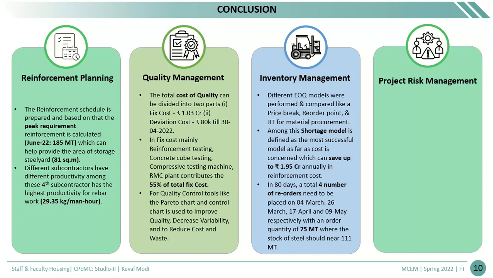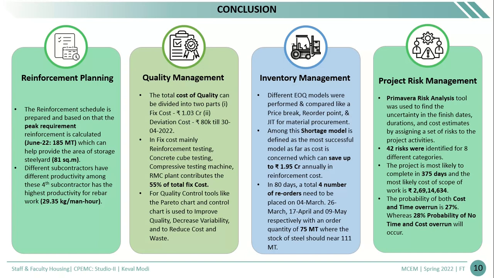In Primavera risk management, basically 42 risks were identified in a total of 8 different categories. The purpose of the primary risk assessment is to find the uncertainty of the start date, finish date, and cost. The project is most likely to complete in 375 days, and within the cost of 2 crore 69 lakhs approximately. This cost is for the one pour only, and the duration is for the entire project life cycle.